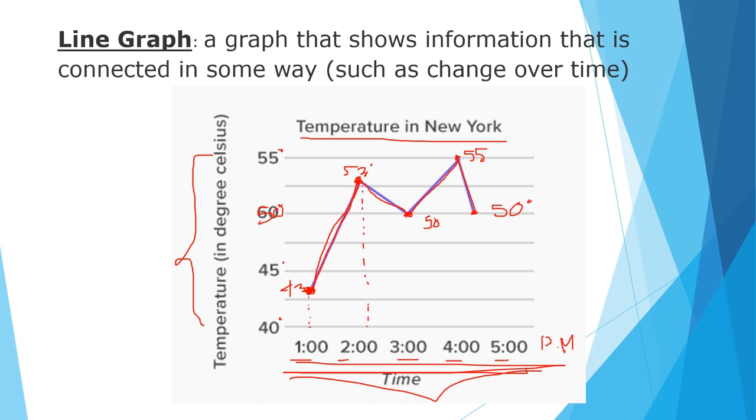So, tumaas yung temperature. Then, from 2 o'clock to 3 p.m., bumagsak ang temperature. From 53, naging 50. And then, from 3 to 4 naman, tumaas ulit. From 50 to 55. Then, from 4 to 5 p.m., bumaba ulit. 55 to 50 degrees Celsius. Okay, so that is how you interpret the line graph.